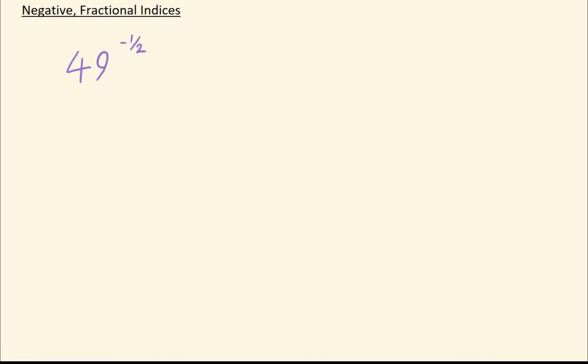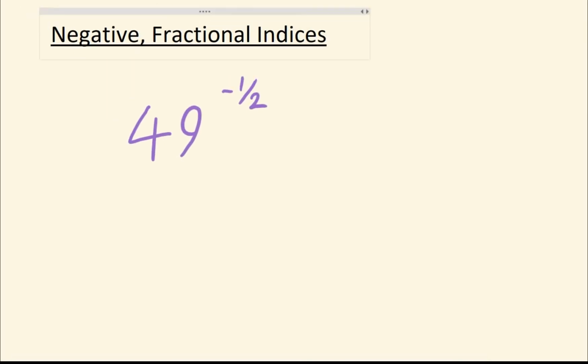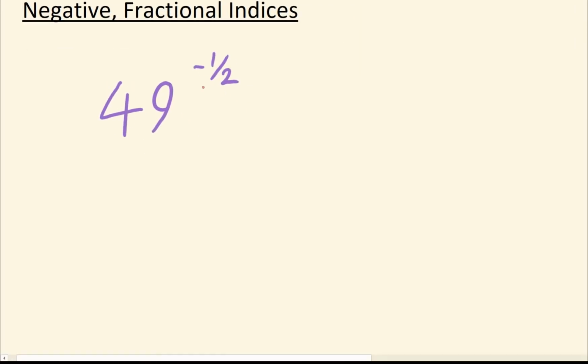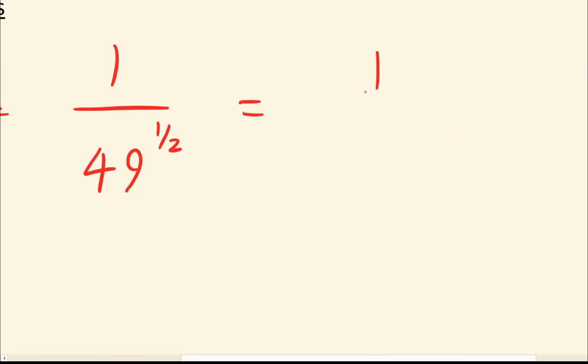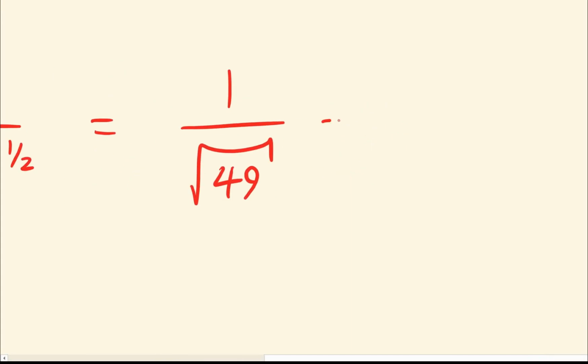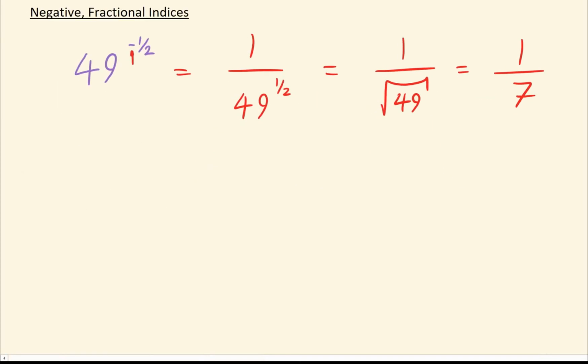Okay, we can combine this with negative indices as well. So here we have 49 to the power of minus a half. Your first step, whenever you see a minus sign, will be to get rid of that minus sign. So to do that, we're going to write it as 1 over. So it'll be 1 over 49 to a half. Then remember, the power of a half means the same thing as a square root. So it's 1 over the square root of 49, and the square root of 49 is 7. Okay, really common style of question. That's what I tend to see in most exams at some point, is to give you a minus half power to work out.